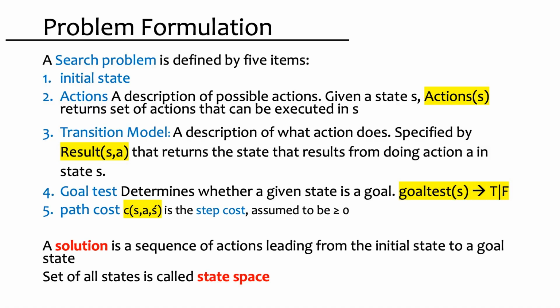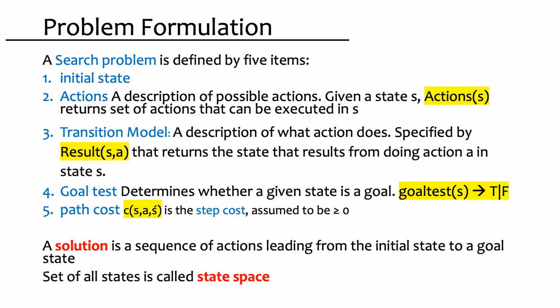The fourth crucial component is the goal test. This is a Boolean function, meaning it returns either true or false, that determines whether a given state is our desired goal state. The goal test function takes a state S as input. If S is the goal state, it returns true. Otherwise, it returns false. For our navigation problem, the goal test would check if the current city is Bucharest. In the puzzle, it would verify if the tiles are in their target configuration.